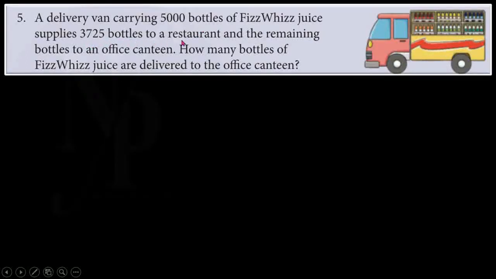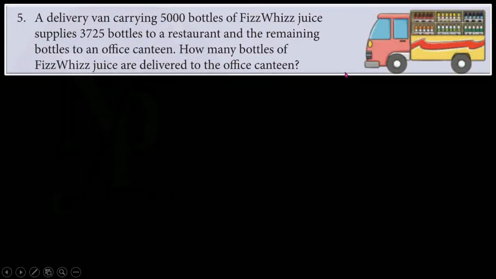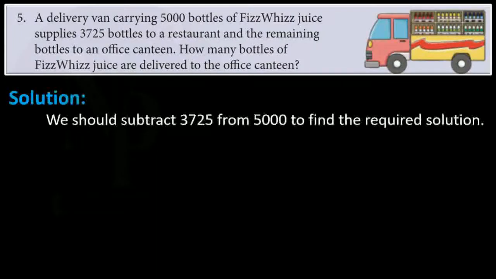3725 bottles to a restaurant and the remaining bottles to an office canteen. We have to find how many bottles of the juice were delivered to the office canteen. This is also a subtraction problem. So what we need to do is subtract 3725 from 5000 to find the required solution.